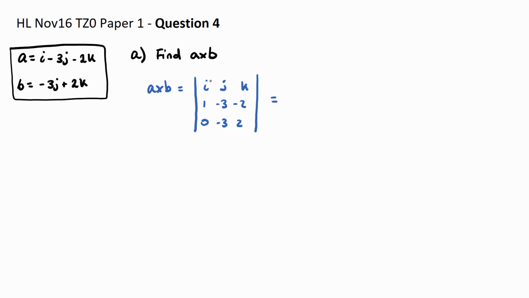Okay, what we do then is we isolate I, and we want to ignore the rest of that row and the rest of that column, and we're going to use these four. And what we do is we do like a cross here. It's -3 times 2, which is -6, minus -2 times -3, which is +6. So we're going to get -12, and that's the coefficient of our I vector. So -12I.